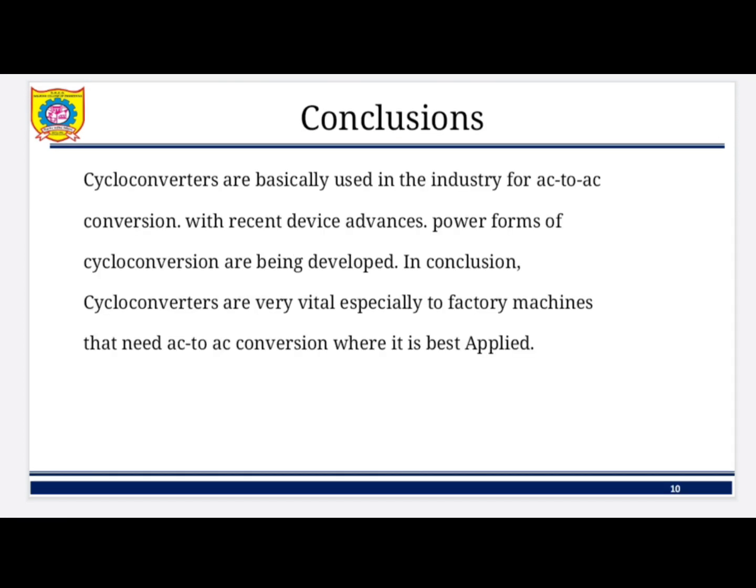Conclusion. Cycloconverters are basically used in industry for AC to AC conversion. With recent device advances, newer forms of cycloconversion are being developed. In conclusion, cycloconverters are very vital, especially for factory machines that need AC to AC conversion. Where is it best applied?